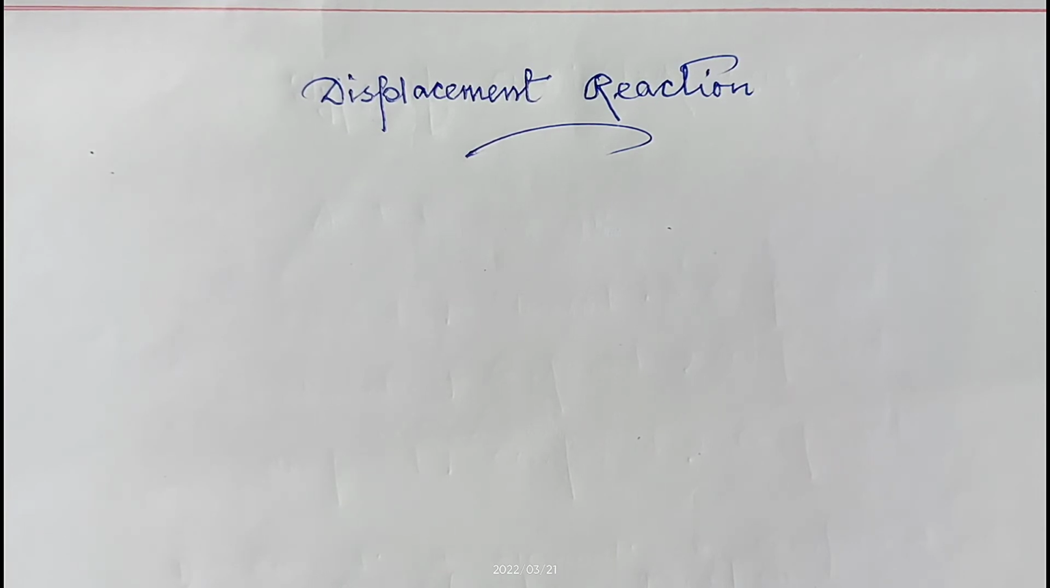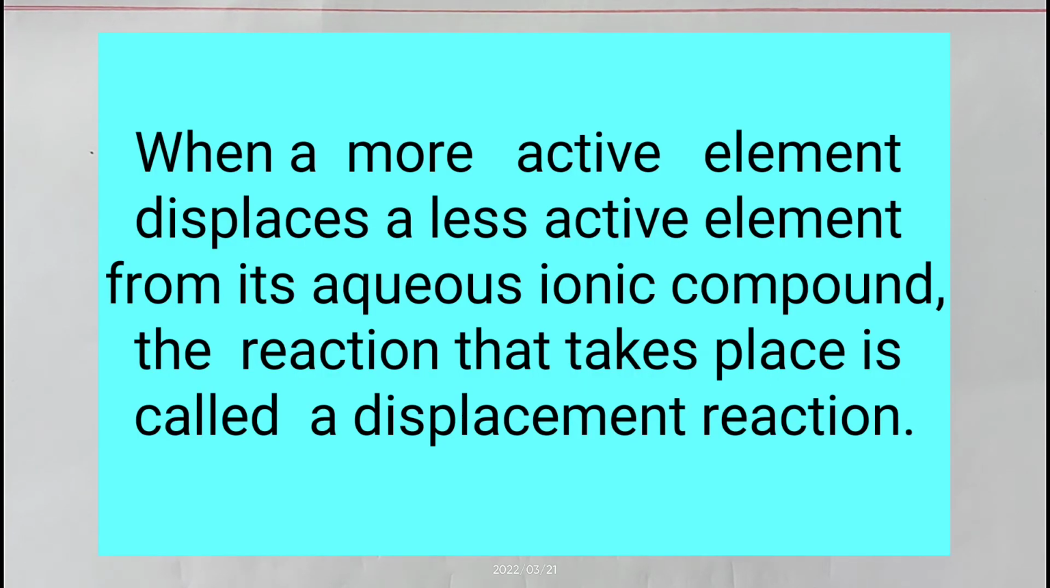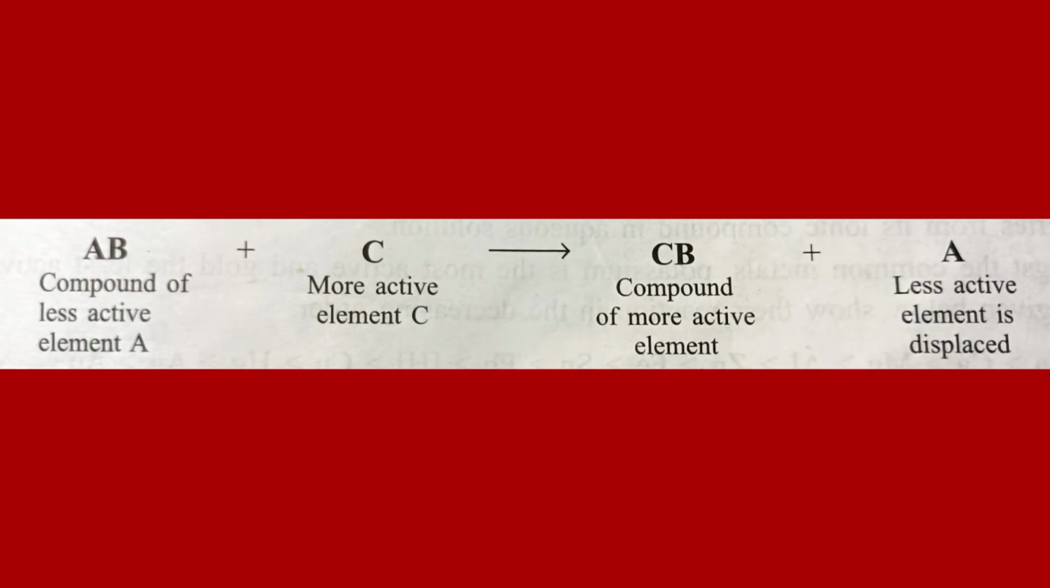Let me discuss now displacement reaction. Now, what is a displacement reaction? When a more active element displaces a less active element from its aqueous ionic compound, the reaction that takes place is called a chemical displacement reaction. Now, as you can see, here AB is reacting with C and it is forming CB plus A. Here AB is a compound of less active element A. C is more active than A. So C is going to displace A from AB. As a result, after the reaction, it will form CB and A will be displaced.